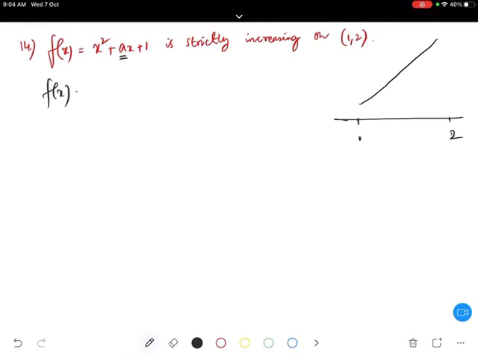We have f(x) is equal to x square plus ax plus 1, differentiating with respect to x. So what do you get if I differentiate with respect to x? I get f dash x is equal to 2x plus a.